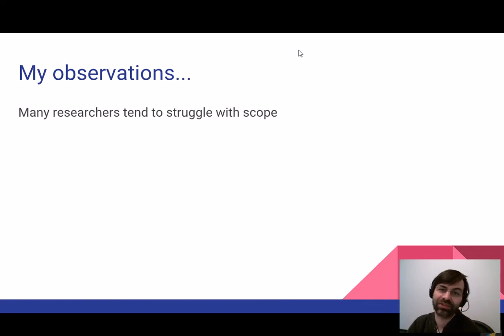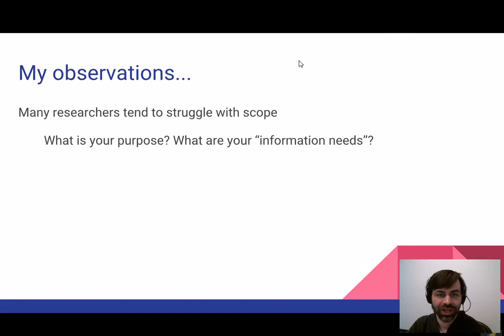People struggle with their scope, the scope of their research. So a real good help to that is to maintain a laser focus on what your purpose is. Why are you doing what you're doing? In the discourse community of academic librarians, the way to think about that is, what's your information need? So that is, what is it that you're trying to learn? You could make a literal list. We're going to look at a list in a second.